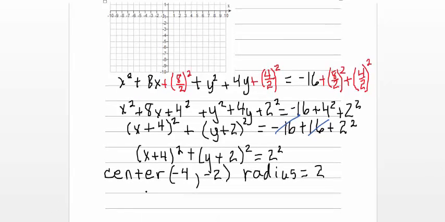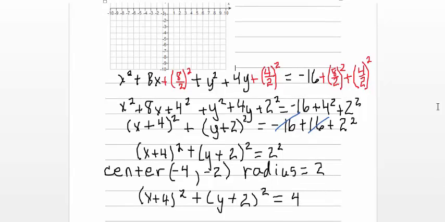Typically, though, you would write the right side of the equation as a 4. I left it as a 2 squared temporarily just to emphasize the value of the radius. So my center is negative 4, negative 2, and my radius is 2. So I want to draw that circle.